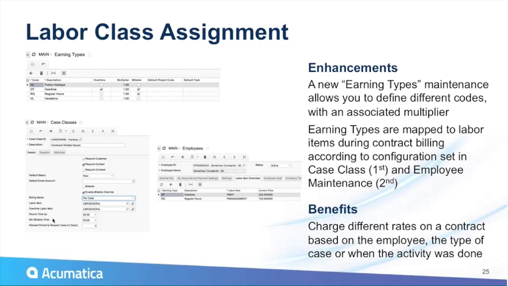So to give you an example of how this was working previously, in version 4.0, if you wanted to charge a different rate based on the case class, so let's say that you provide consulting services and programming services to customers, and that you want to charge a different rate, well, before version 4.11, you would have needed to create two different contracts. So now, by using the different case classes and earning types, you can have a very flexible configuration of the rates that will be charged for the contract.